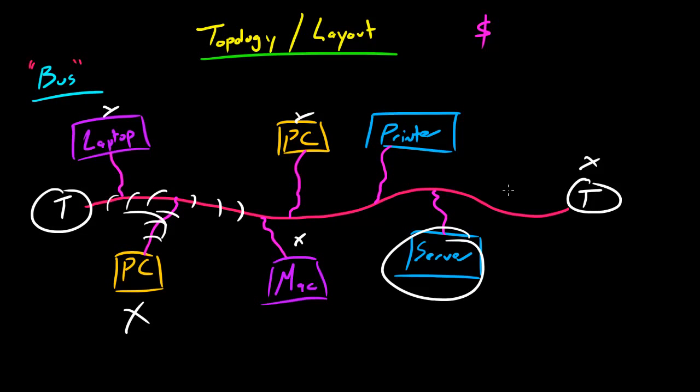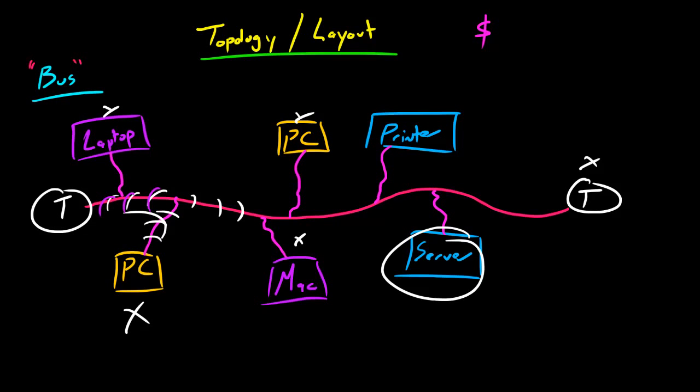That is why you need these terminators right here. A terminator is basically a device that, whenever you have these signals going to the ends of the cable, you can actually have something, and I won't go into detail, but the electric signal can actually bounce off the ends of the cable and mirror back.